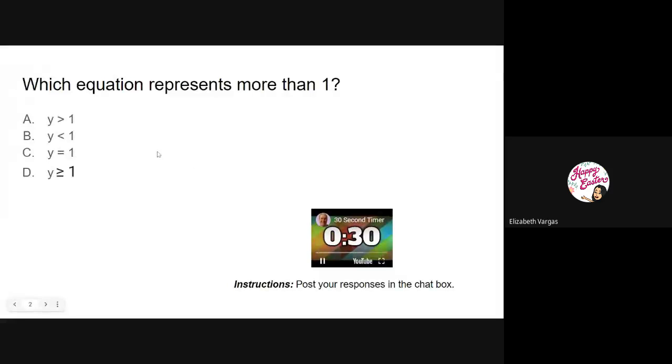Okay, again, just put your response in the chat box. This one's asking, which equation represents y is more than 1 or greater than 1? Y is greater than 1. Oh, I just realized that that started halfway. Okay, I'll move it right there. Y is more than 1.